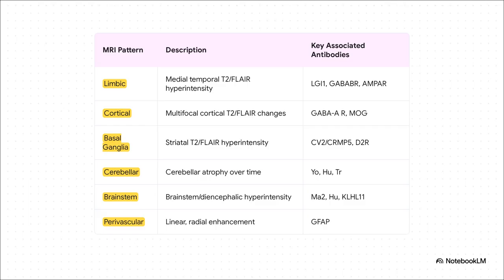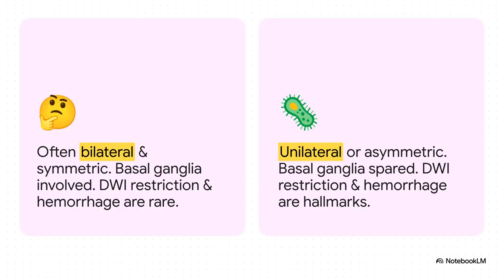And then there's this really unique pattern of linear radial enhancement that looks like spokes of a wheel coming out from the ventricles. That's the pathognomonic sign of GFAP astrocytopathy. The location of the inflammation on the MRI often lines up perfectly with the clinical syndrome you're seeing at the bedside. Telling the difference between AE and its most important mimic, herpes simplex encephalitis, is a daily challenge in the ICU. This slide gives you the key radiological clues.